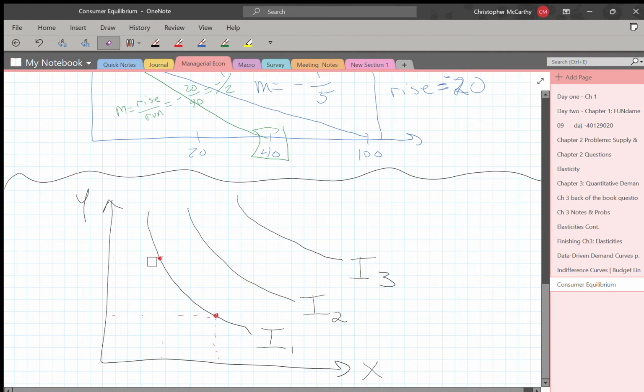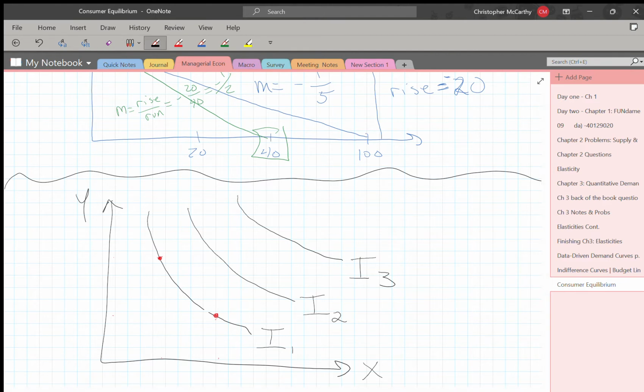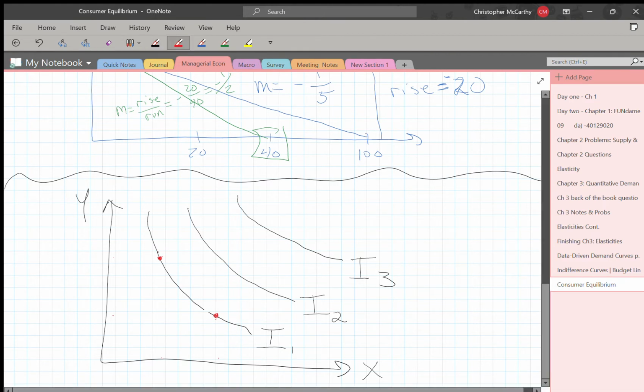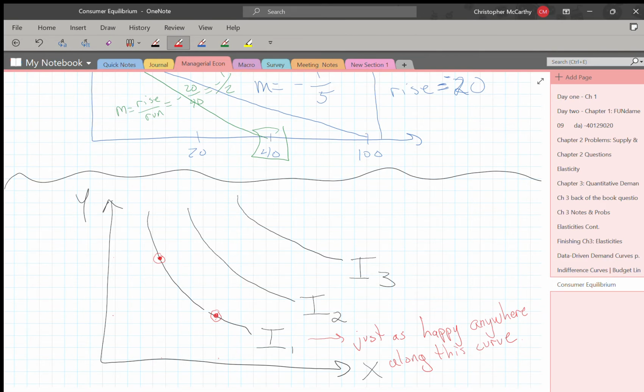So indifference curves are the notion that you don't care between either point, right? So you don't care if you're up here consuming this much y and a little amount of x compared to being down here and consuming that much of y and a lot of x. Indifference curve means that I'm just as happy anywhere along this curve. So my consumer happiness doesn't change at all when I move along an indifference curve.